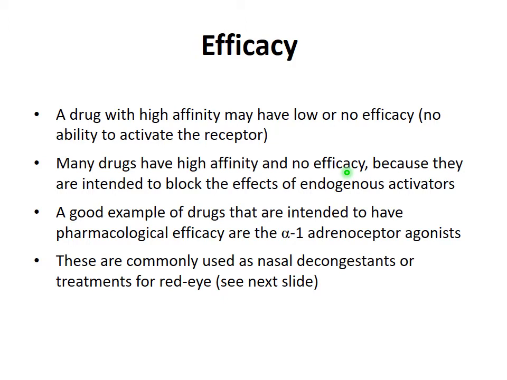On the other hand, there are some examples, not super common, of drugs that are intended to have efficacy. So the drug itself is going to activate the receptor rather than inhibit it. One good example is the alpha-1 adrenoreceptor agonists. That would be like if you go to the pharmacy and buy Sudafed. This is getting more and more complicated as the years go by, because we used to just say, I want some Sudafed. But now, if you buy Sudafed over the counter, it's usually phenylephrine. Phenylephrine is an alpha-1 agonist.